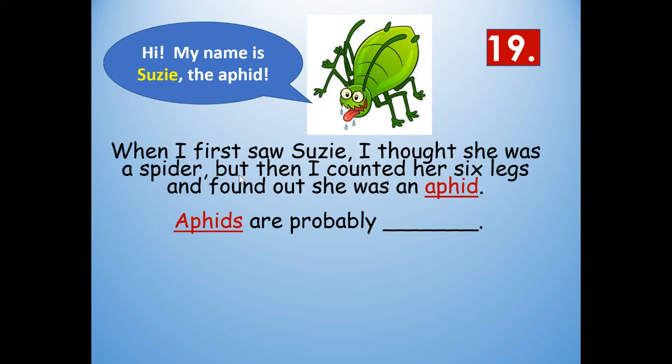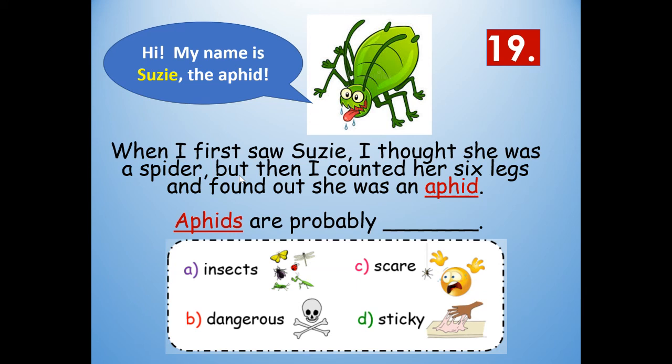Aphids are probably insects. Aphids are probably dangerous. Aphids are probably scare, or aphids are probably sticky. I counted her 6 legs and found out she was an insect, found out she was dangerous, found out she was scared, or found out she was sticky. Aphids are probably what? Insects. Aphids are probably insects. I-N-S-E-C-T-S, insects.